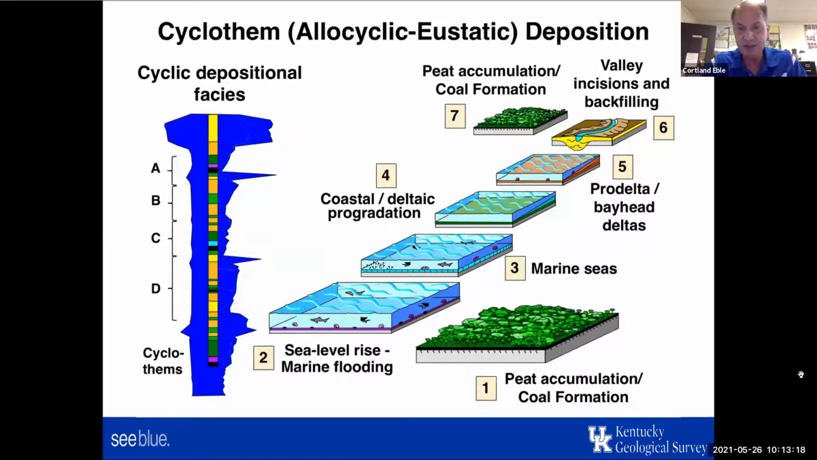Phil talked about this yesterday. I wasn't sure how familiar people are with cyclothems and the cyclothem deposition pattern. So I put this in, and this is just a graphical representation of one cyclothem. So you have peat formation occurring on a low stand underclay. You have a transgression, sea level rise and marine flooding, followed by marine seas. And then you see a regression pattern with coastal deltaic progradation. And ultimately, you go back into another low stand, and then the series repeats itself.